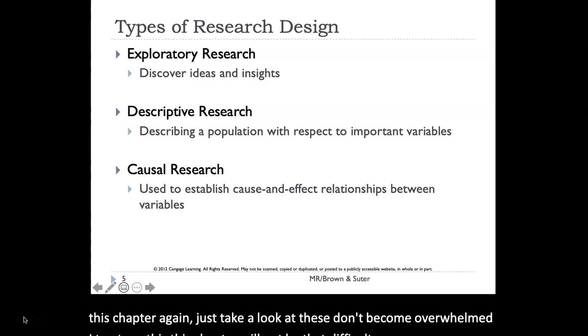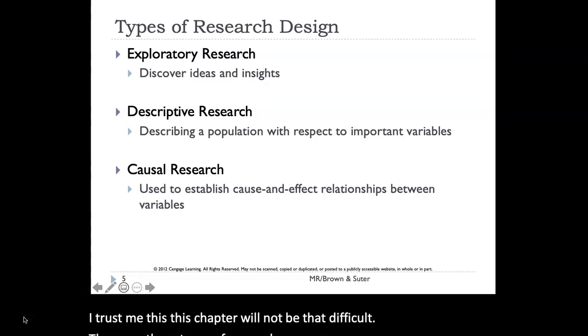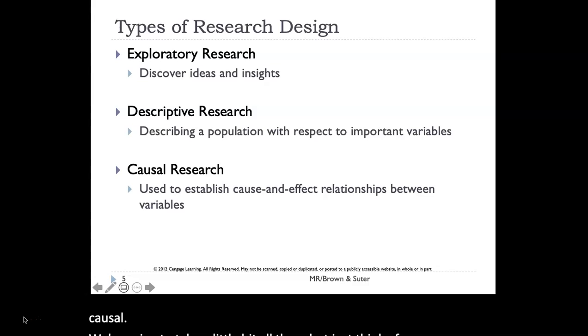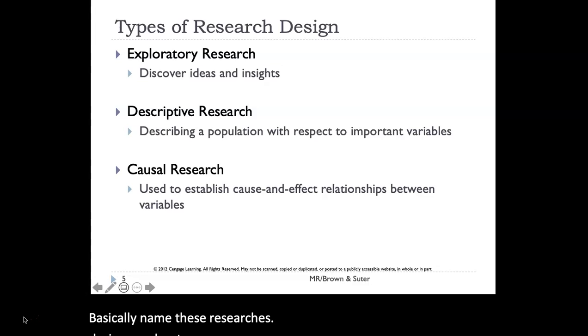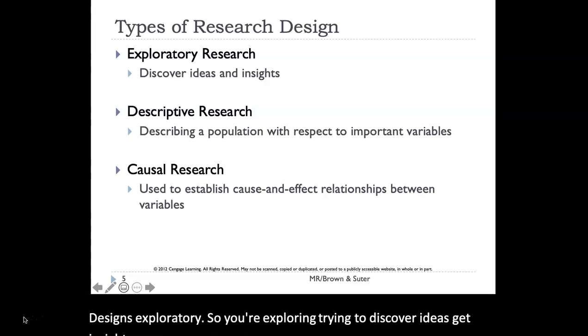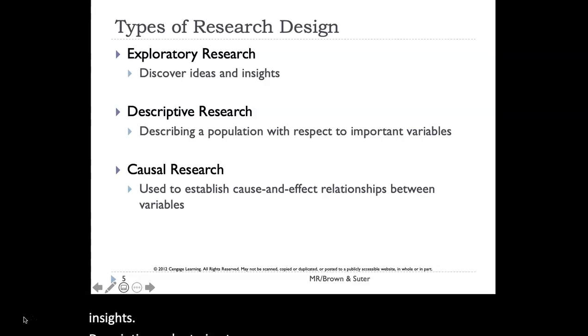There are three types of research design: exploratory, descriptive, and causal. We're going to take a look at all three, but just think of the words that basically name these research designs. Exploratory, so you're exploring, trying to discover ideas, get insights. Descriptive, we're trying to describe a population with respect to important variables.